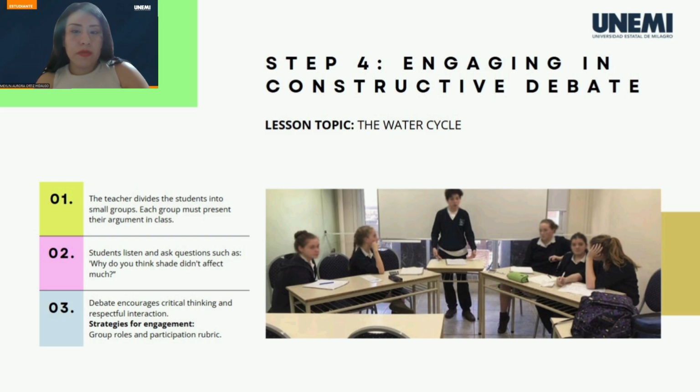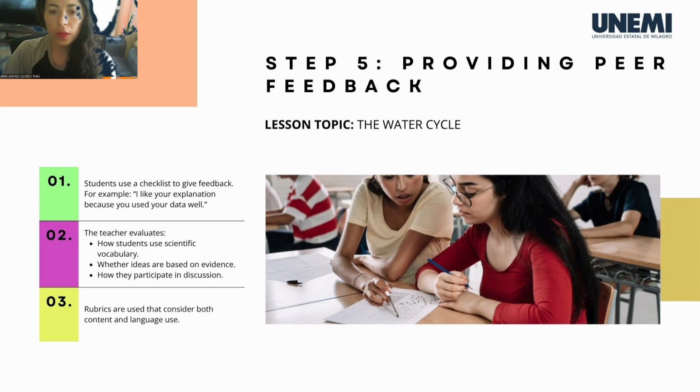Part number 4 is participation in constructive debate. To help students participate in constructive debate, the teacher divides them into groups, and each group presents their arguments to the rest of the class. Additionally, students listen and ask questions like, why do you think the shade didn't have much of an impact? This encourages critical thinking and perspective interactions. Strategies for engagement can be used in this activity, such as group roles.